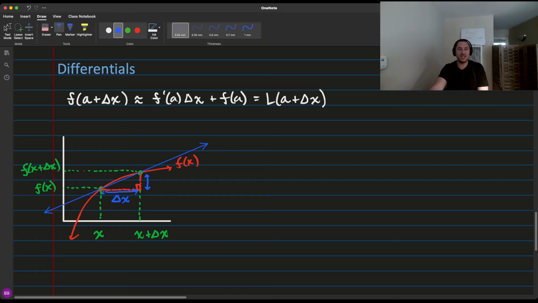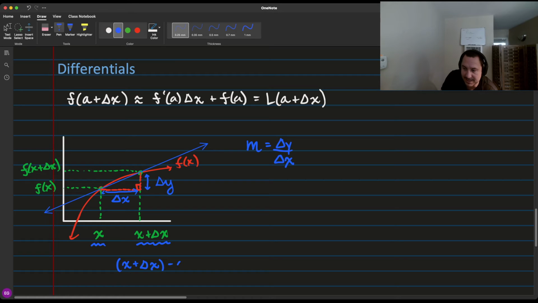So the delta x is the change in x values. What do you want to call that vertical length right there? Yeah, delta y, exactly. Do you remember how slope equals delta y over delta x, change in y over change in x? Here are your two x values. Notice that x plus delta x minus x is equal to delta x. If you subtract the two x values, you get the change in x. Which means if you subtract the two y values, f of x plus delta x minus f of x, you get delta y, the change in y value.